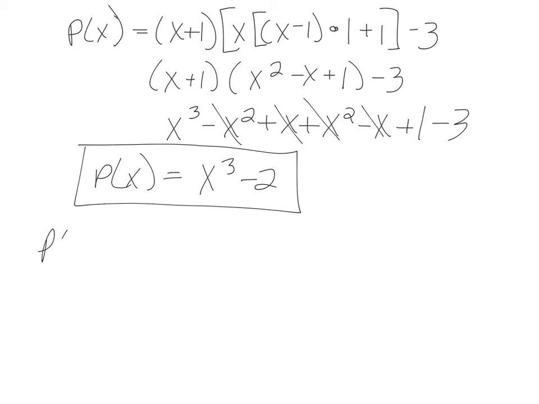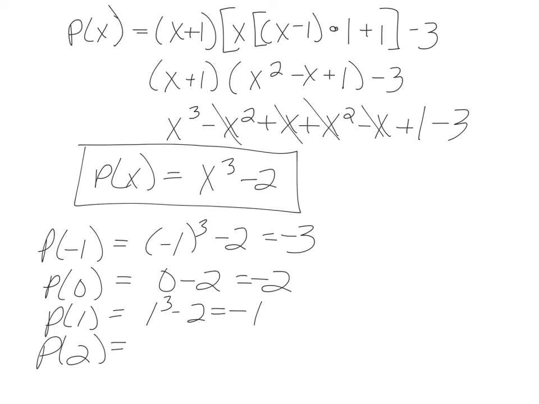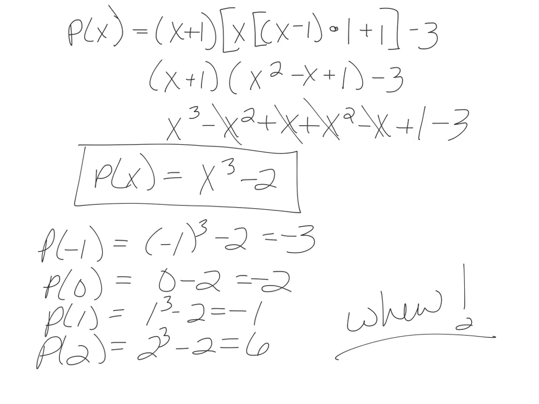Let's check our points. P of -1 equals negative 1 cubed minus 2. P of 0 equals 0 minus 2. P of 1 equals, and P of 2 equals 8 minus 2. That was a lot of work.